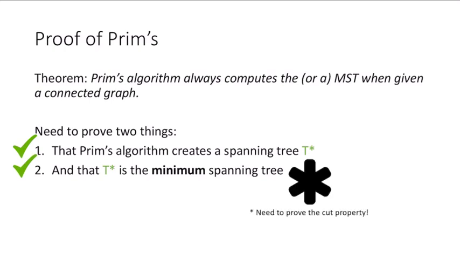We have a giant asterisk for this, though, and that's that we actually need to prove the cut property. So assuming the cut property is correct, we have an optimal algorithm for finding the minimum spanning tree.